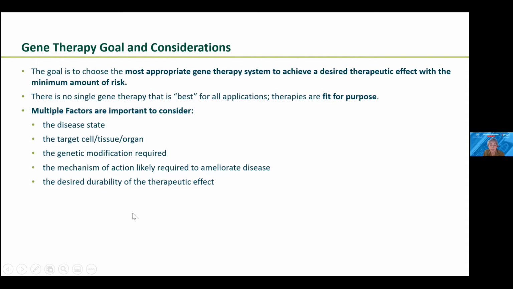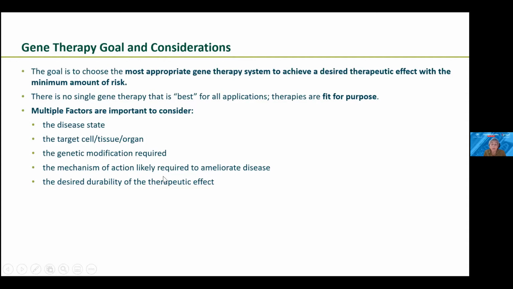Or is it cancer? So this is first and foremost on the list. Second would be, what cell are we needing to genetically modify? And this would be called the target cell, or perhaps it's a whole tissue or organ. What type of genetic modification are we requiring? Again, is it gene addition, gene augmentation, gene silencing?